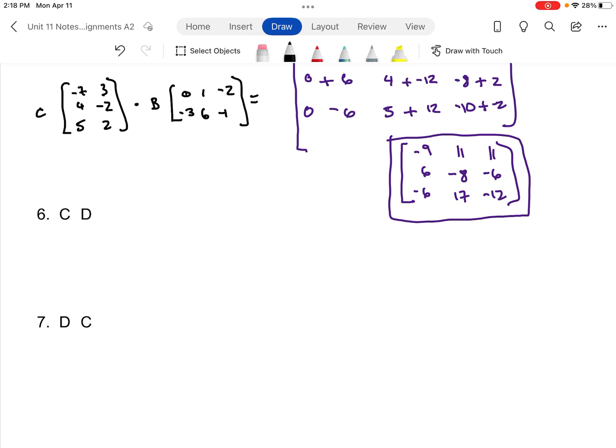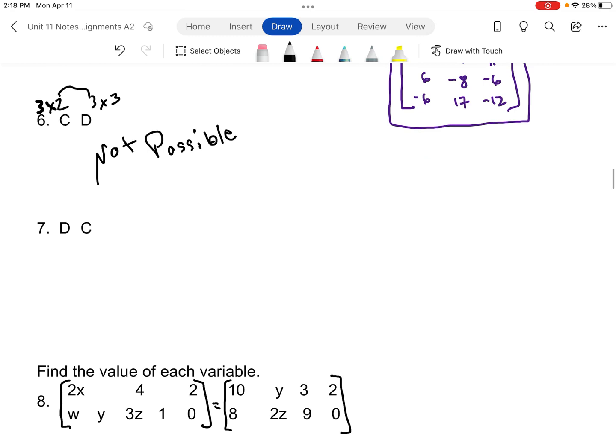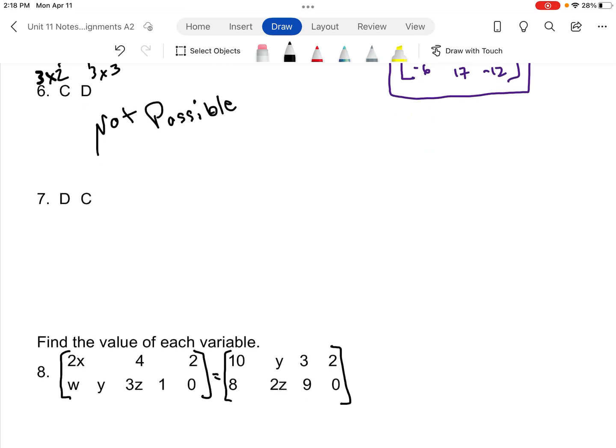Let's look at number 6. So we've got matrix C, which is 3 by 2, and multiply that times matrix D, which is a 3 by 3. 3 and 2 are not the same, so this one is not possible. Okay, not possible. Your favorite answer, I am sure. Not possible.